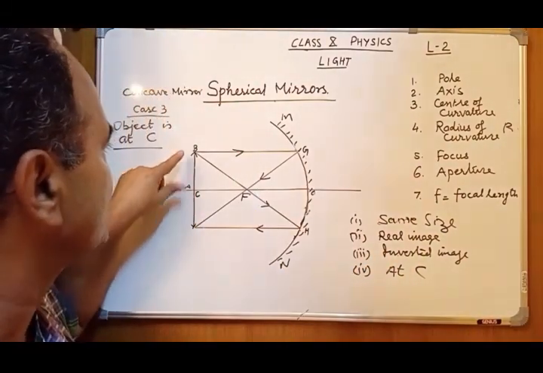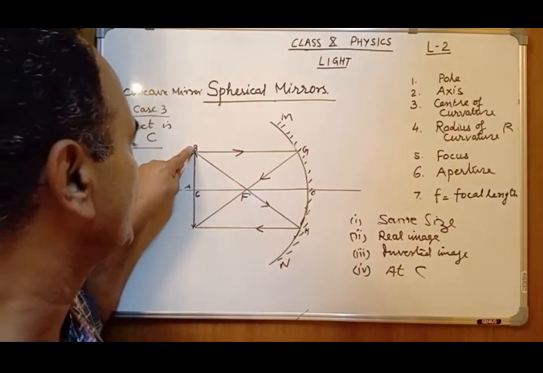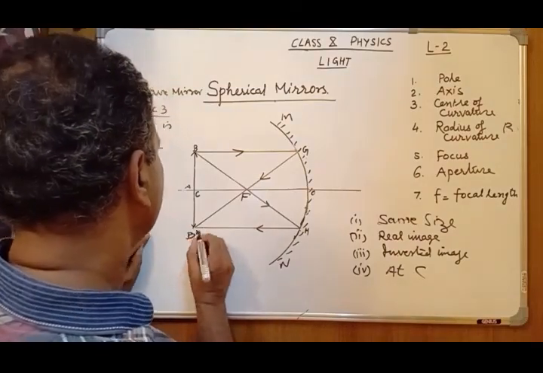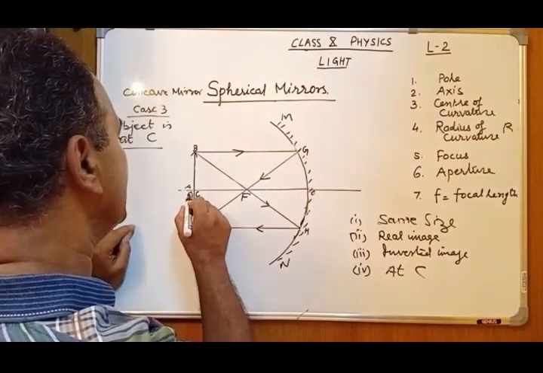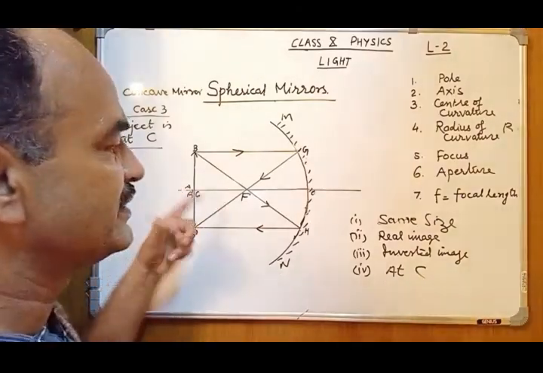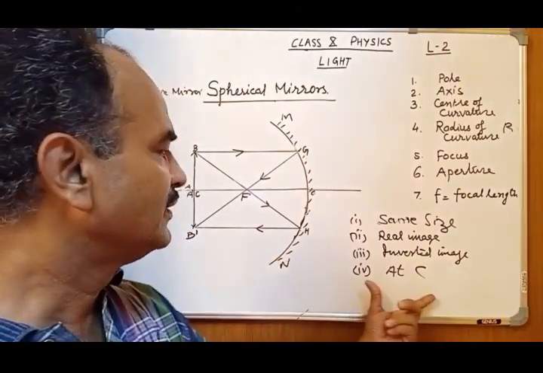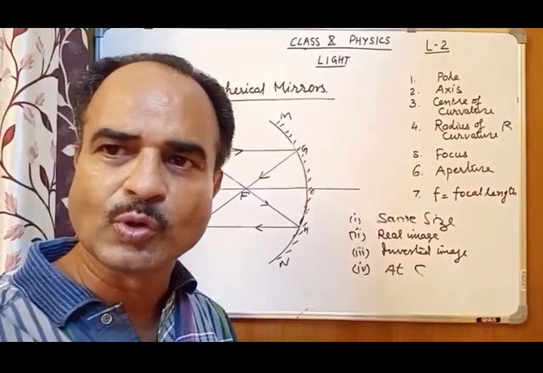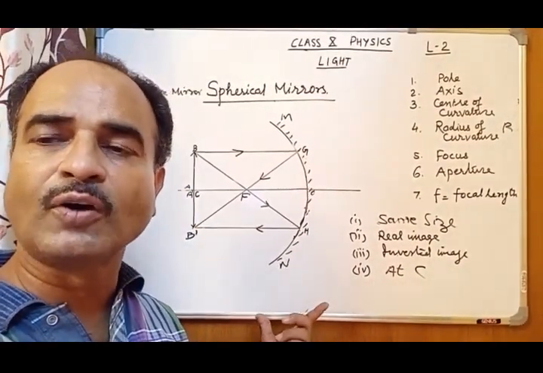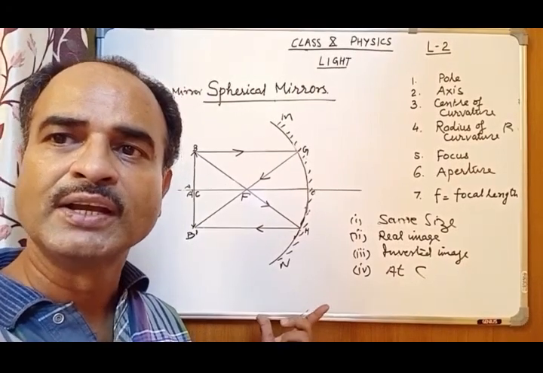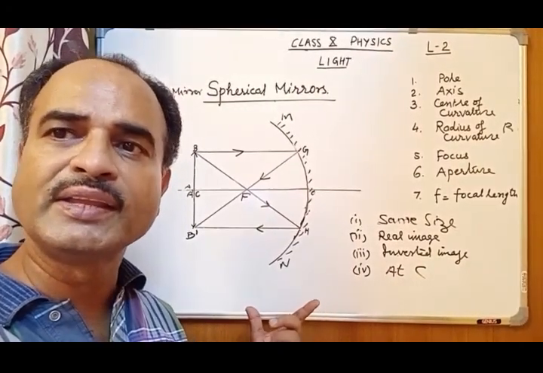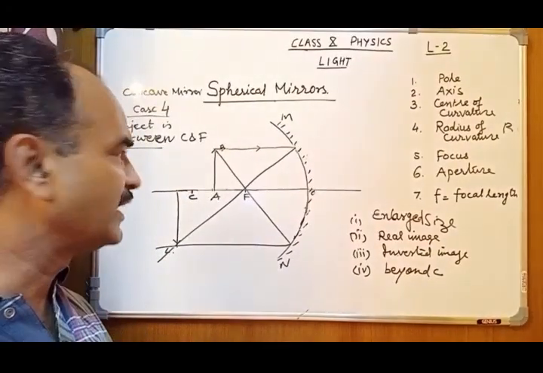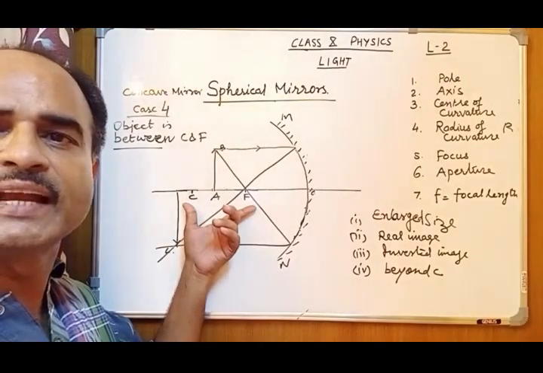You can see that the corresponding point of B is this B dash, and the corresponding point of A is A dash. A dash B dash is an inverted image, and the image is formed at C itself. So this is the third case of the image formation in a concave mirror, when the object is placed at C. So in this fourth case, we keep the object in between C and F.